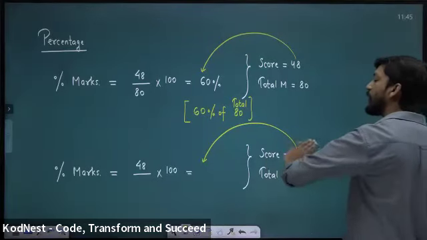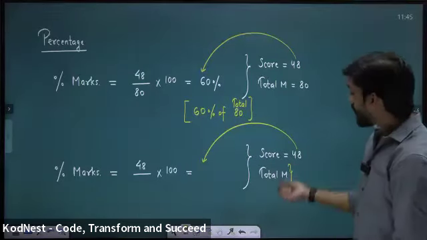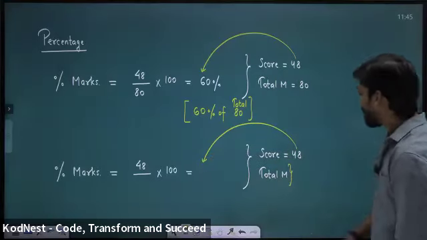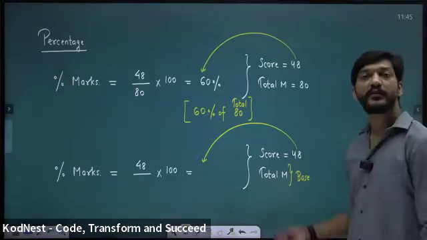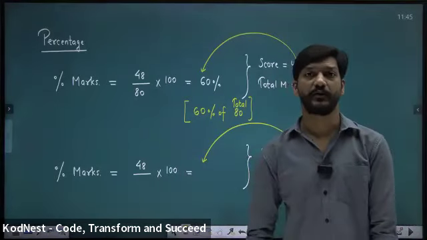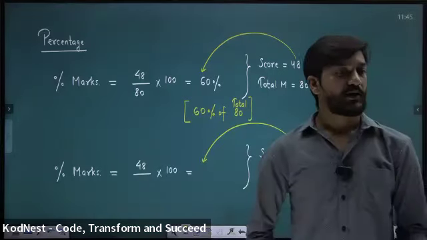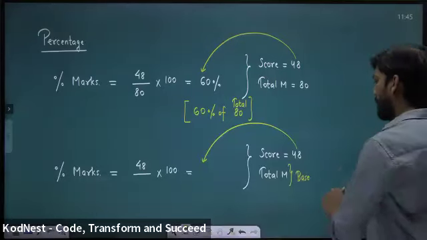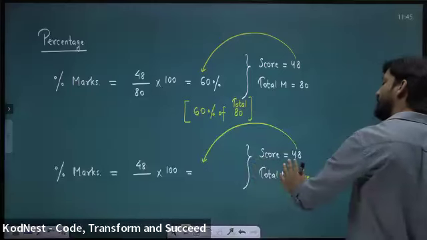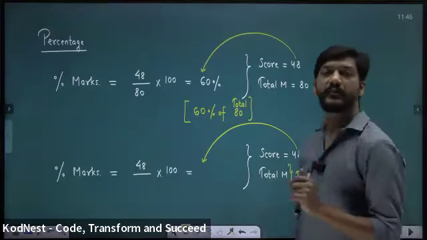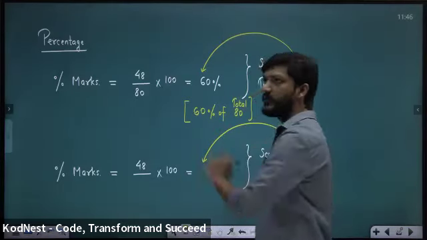Without this, I cannot calculate percentage. It is not possible. That's why it is called the base value. Base means something without which it is not possible. So base value is total marks. All right. Now next thing. Without this, I cannot calculate the percentage. In this discussion, this is the base. So without base, percentage calculation is not possible.